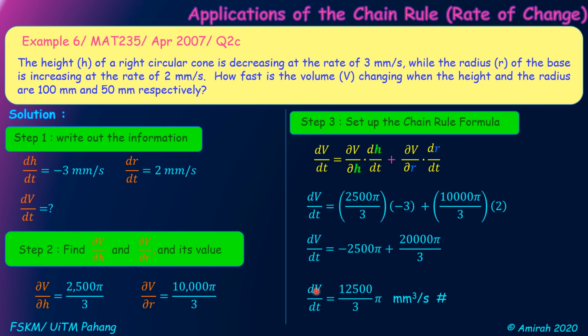And then from here we have volume, so volume means mm cubed, and over time means over second. Alright. So our dV over dt equals positive 12,500 pi over 3 mm cubed per second. From here, this means the volume is changing at a rate of 12,500 over 3 pi mm cubed per second.